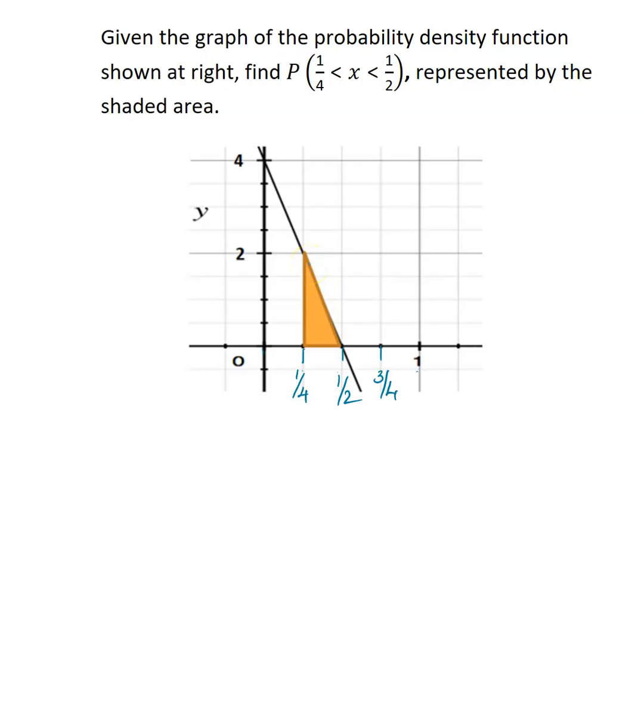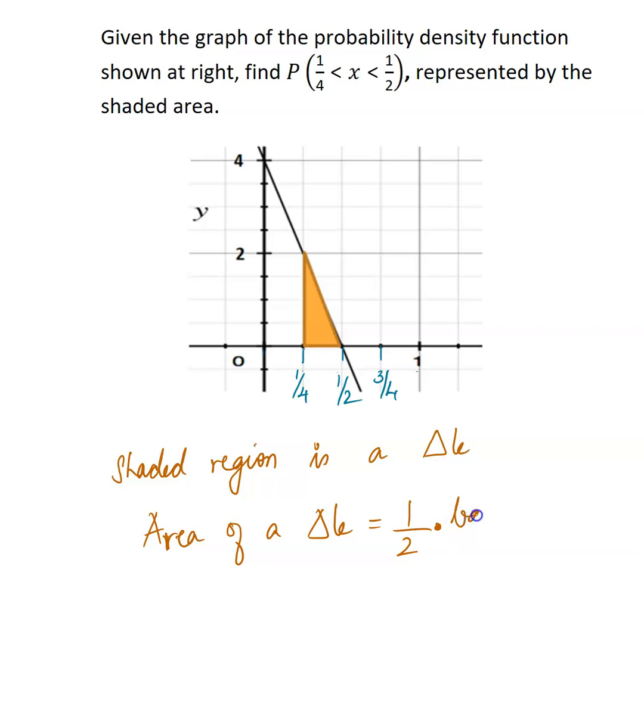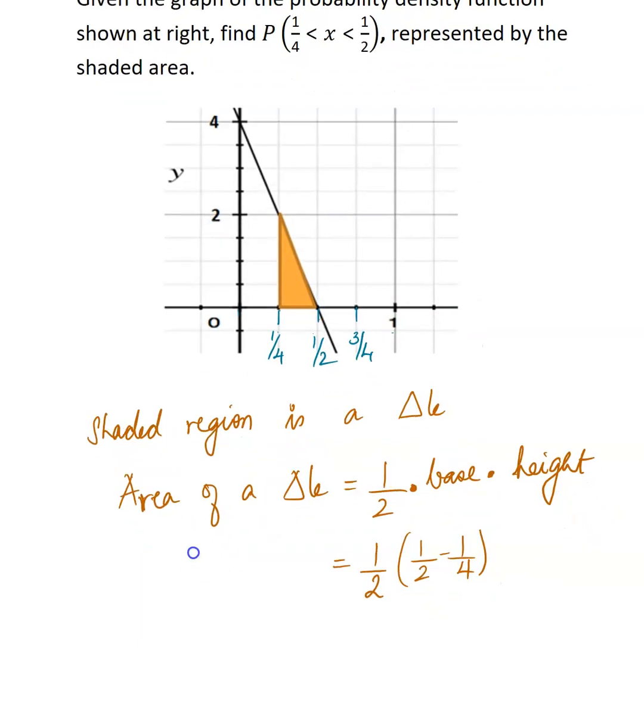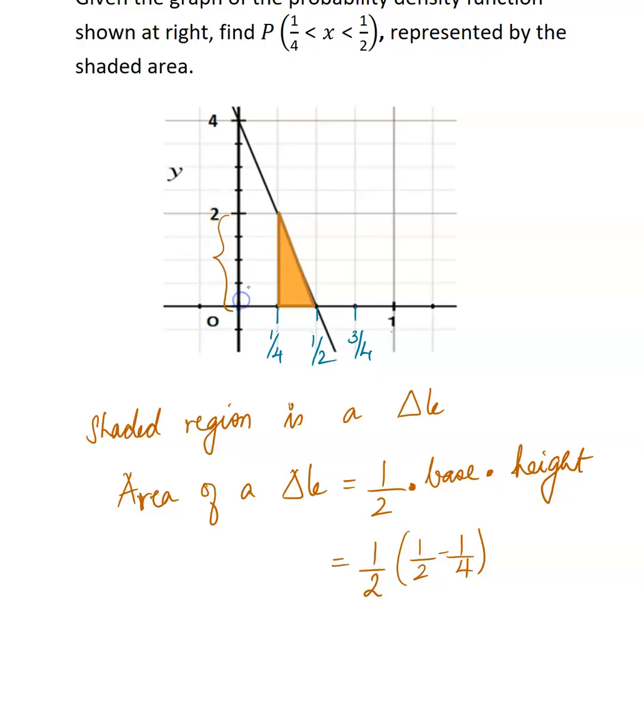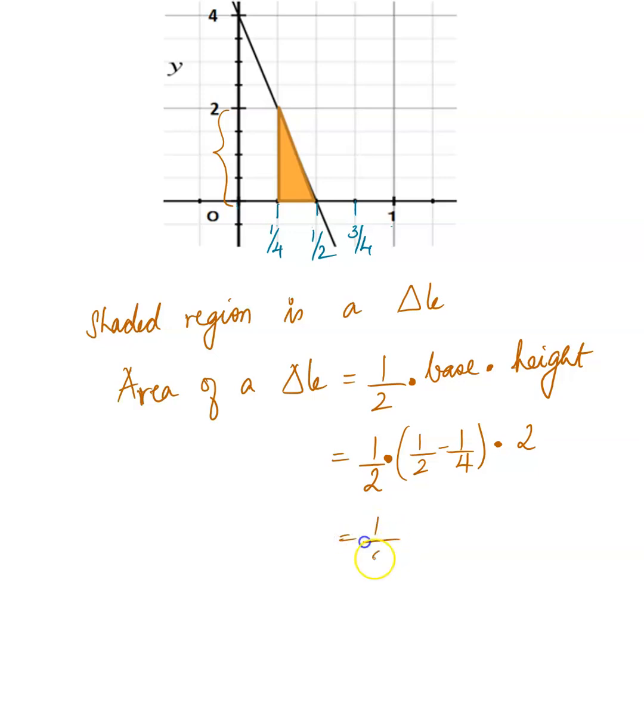Now clearly the shaded region is a triangle, okay? So I'll just say the shaded region is a triangle. And the area of a triangle is 1/2 times base times height. So the base would be this distance, right, between the 1/4 and the 1/2. So that's nothing but 1/2 minus 1/4, because that gives me the distance between the two, okay? And then the height would be the height of the triangle itself. The height is from 0 to 2. So the height is a 2. So if you simplify this out a little more, 1/2 times 1/4 times 2. And obviously the 2's will cancel off, leaving us with 1/4. So the area is 1/4.